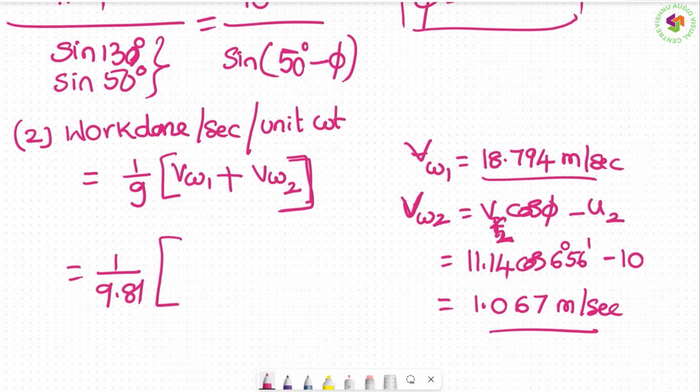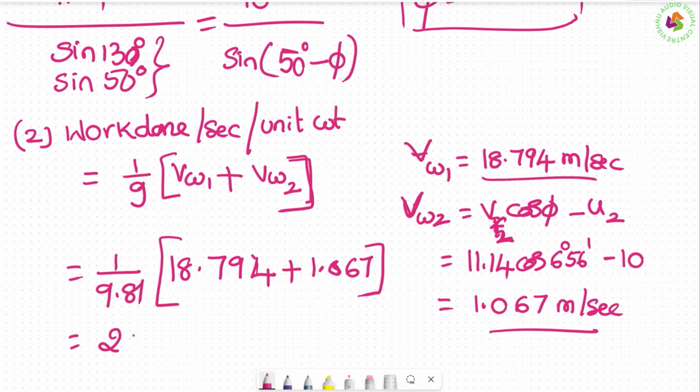into VW1, which is 18.794, minus, sorry, plus 1.067. If you calculate this, you are going to get 20.24 Newton meters per Newton. This is important. This is the work done per unit weight, as we have told. So here I will stop.